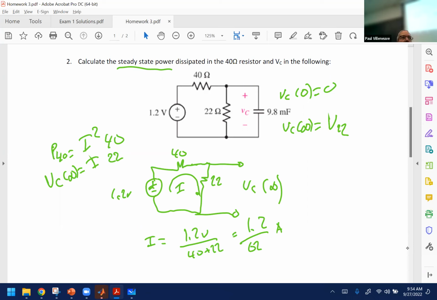Do you have any weird funky dependent source problem? We can create one. Sure. But let's just make sure. Are there any other questions on homework number 3?